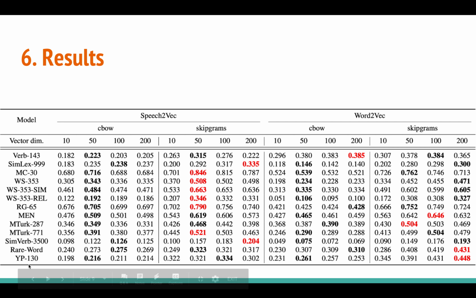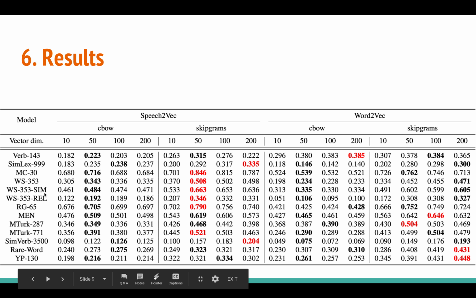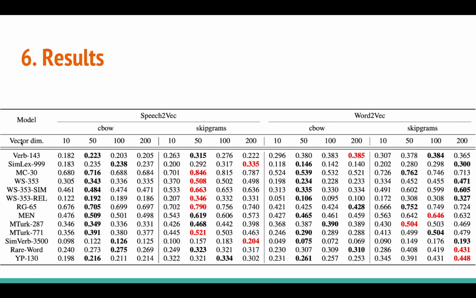So they have 13 word similarity benchmark experiments. What you can see is that the vector dimension basically tells you the dimension of the word embedding, and of the speech embedding here. As you can see, it varies from 10, 50, 100 and 200. Whatever is marked in red here is the best model among these 4 models. But whatever is marked in dark is the best model within this group, with respect to the size of the embedding.